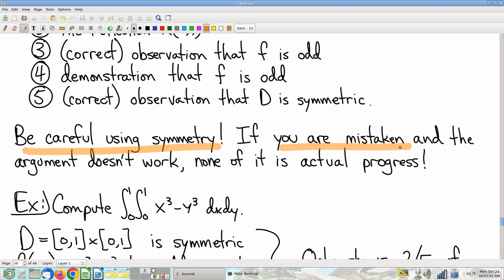Invest a little bit of that saved labor in double checking and making sure that you're thinking correctly about the right line, and that you have your formula for your reflection correct, and just think it through. Be careful, because otherwise, again, you can get yourself in trouble. Okay, now here's an example.